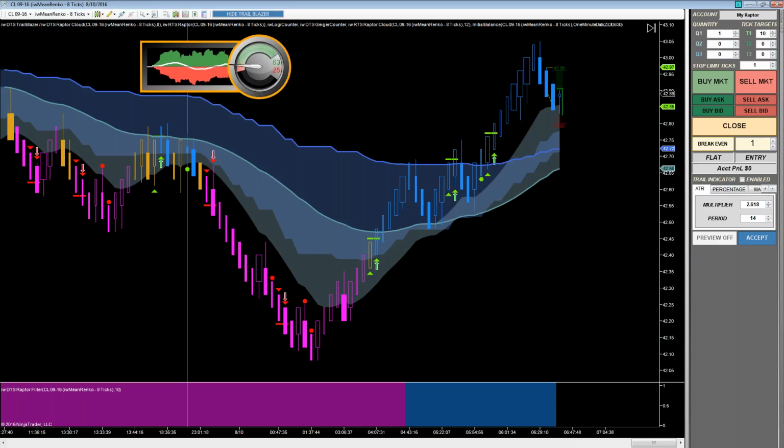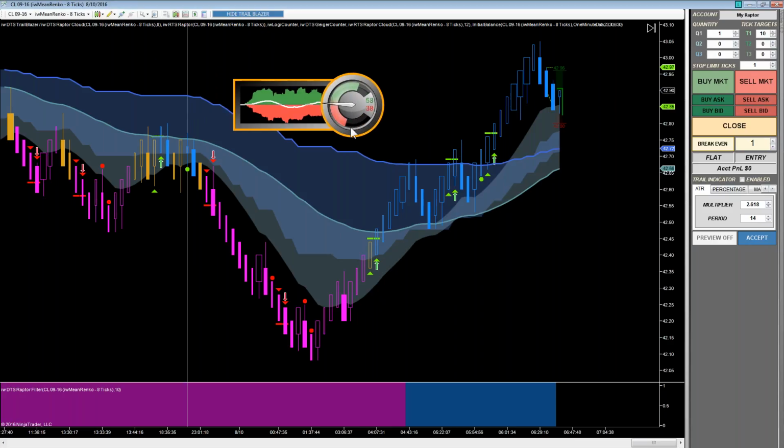This tool here, this is another one of these system add-ons. This is called the Geiger Counter. The Geiger Counter is essentially a tape reader. So you get a visual of the time and sales of the order flow. So you get the order flow right here, the current order flow. You can see it's fairly neutral. Our needle is white. If it gets more bullish, it turns green. If it gets more bearish, it turns red.